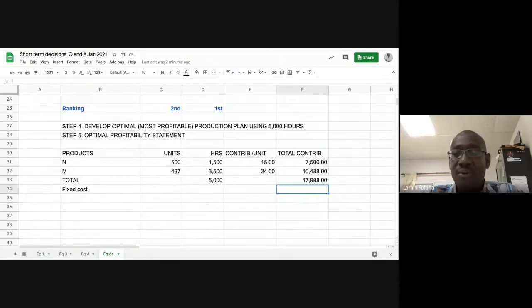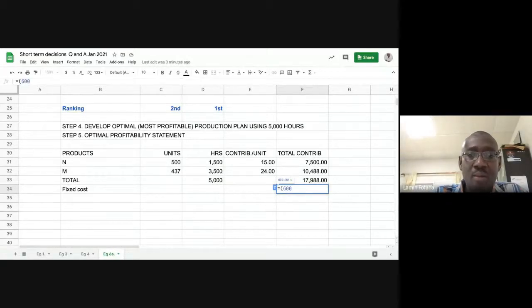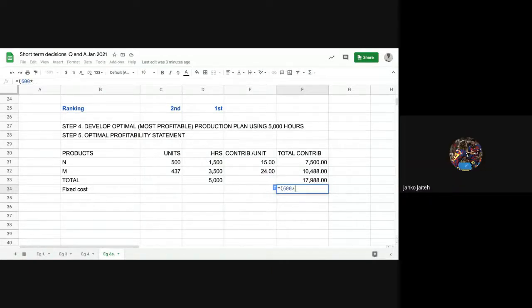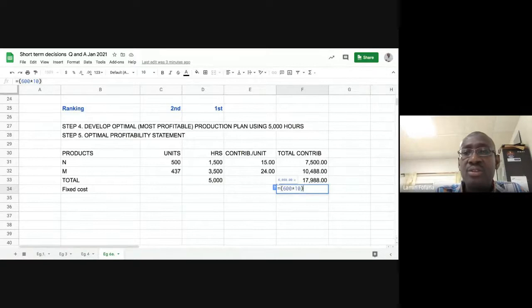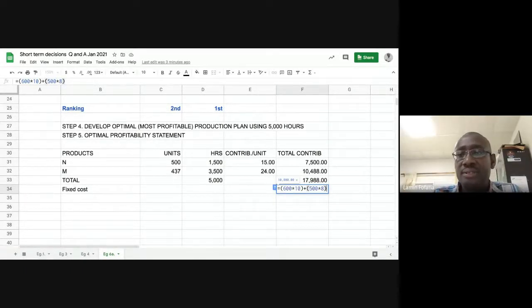Okay. So now we're going to calculate. So we say equals. We're going to put in brackets. First will be 600 multiplied by what? 10. Excellent. We close the bracket, we say plus, bracket opens, 500 multiplied by 8. Bracket closes. We enter.